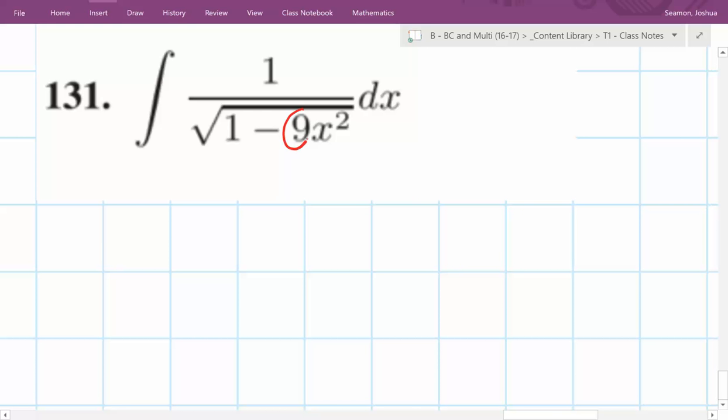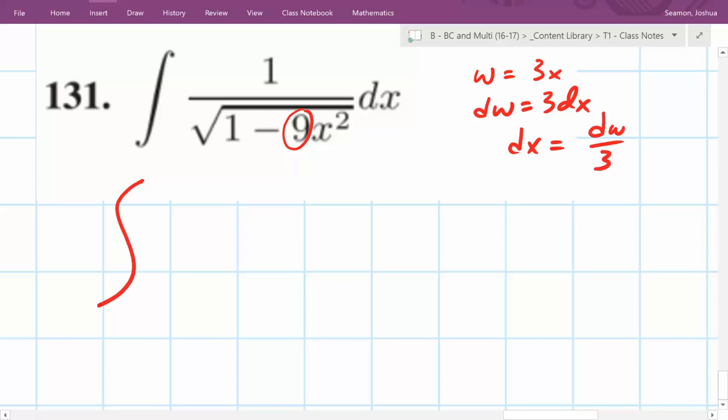You have this 9. So we're going to use w substitution and let w equal... Someone raise their hand and tell me what it is. What should I let w equal? 3x, exactly. So what's dw equal, Chip? 3 dx, right? So what does dx equal? dw over 3. Yep. So now let's substitute.